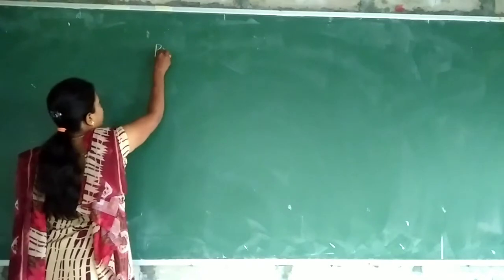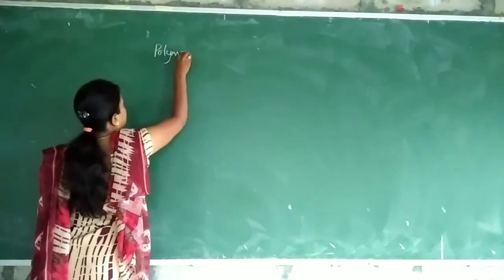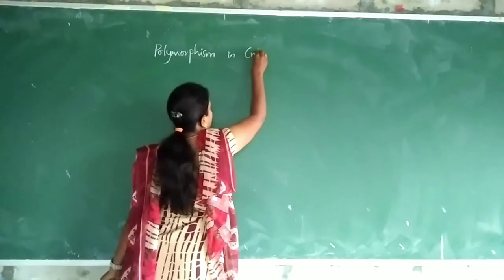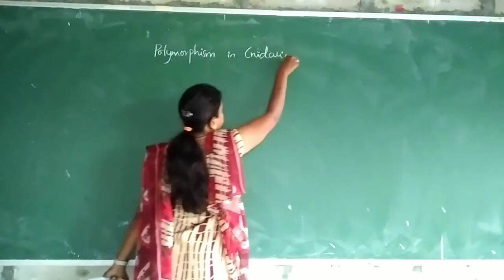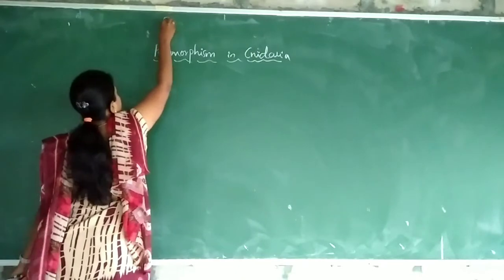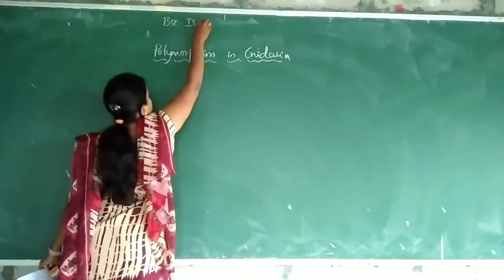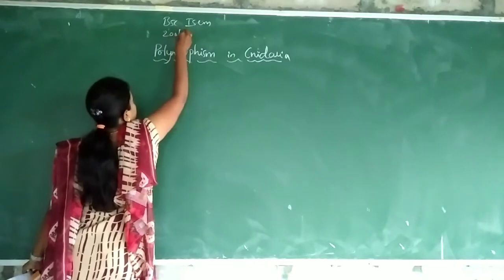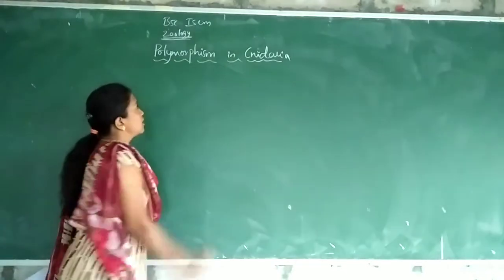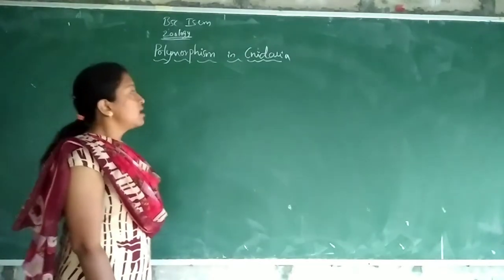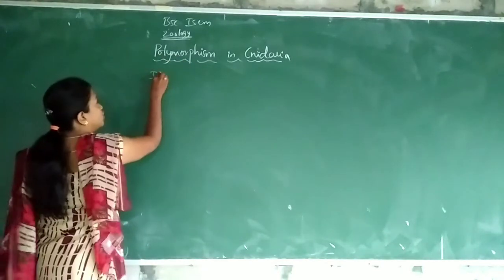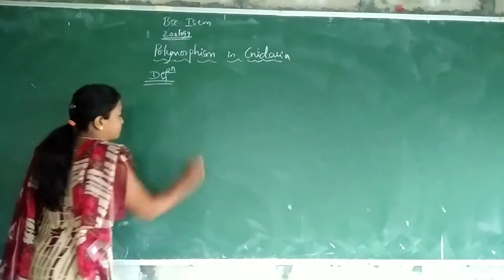So that is polymorphism in Cnidaria. The next topic in the phylum Cnidaria is the polymorphism of Cnidaria. You already know the meaning of polymorphism. So what is the definition of polymorphism?